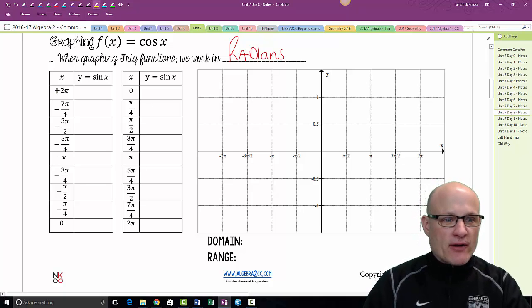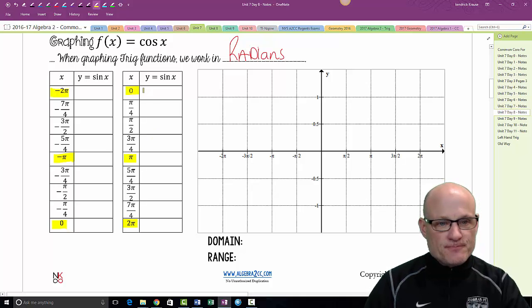I'm just going to highlight the quadrantal angles. That's 0 and 360, that's 180. So the cosine of 0 from above is 1. The cosine of pi, or 180 degrees, is negative 1. The cosine of 2 pi is 1. The cosine of 0 is 1. The cosine of negative pi is negative 1. And this is 1.